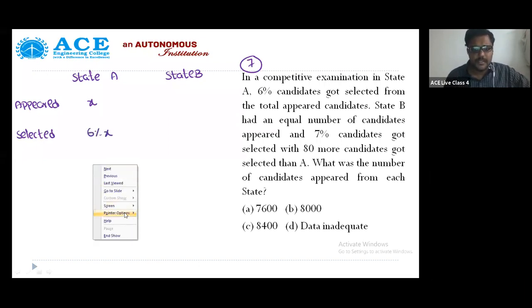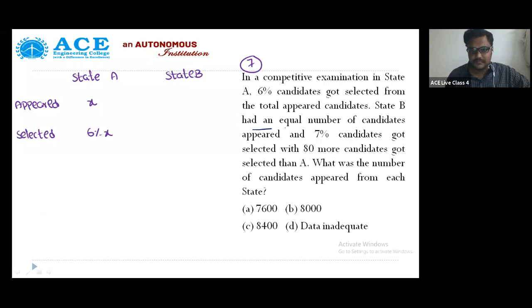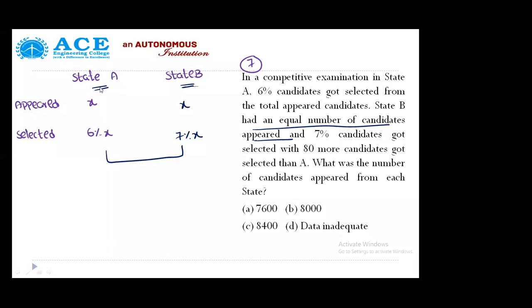Now in the question, state B has an equal number of candidates appeared. So for state B, equal candidates appeared, X. How many selected is 7%. But in the question, this selection is 80 more. 7% got selected, which is 80 more than A. So if you take the difference, we get 1% of X is nothing but 80. 1% of X is 80.